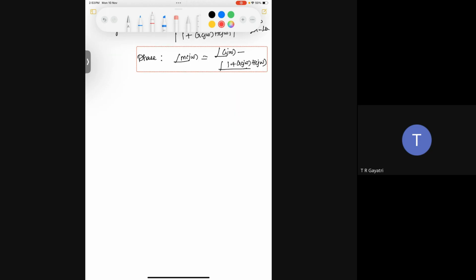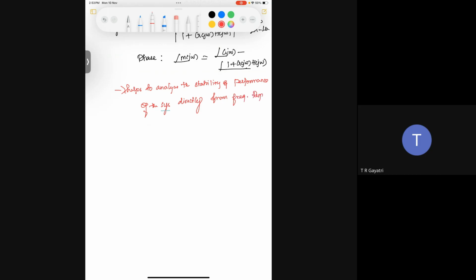Why do we write it like this? It helps to analyze the stability and performance of the system directly from your frequency response. You don't need to calculate all these functions. So writing your transfer function in terms of magnitude and angle will help you analyze the stability and performance.